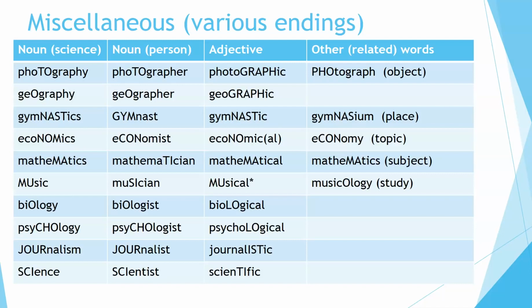Third column, adjective, photographic, geographic, gymnastic, economic or economical, mathematical, musical. Now, musical can be an adjective, and sometimes it's used as a noun, like a program. Biological, psychological, journalistic, scientific. Other related words, column 4, photograph, gymnasium, economy, mathematics, musicology.